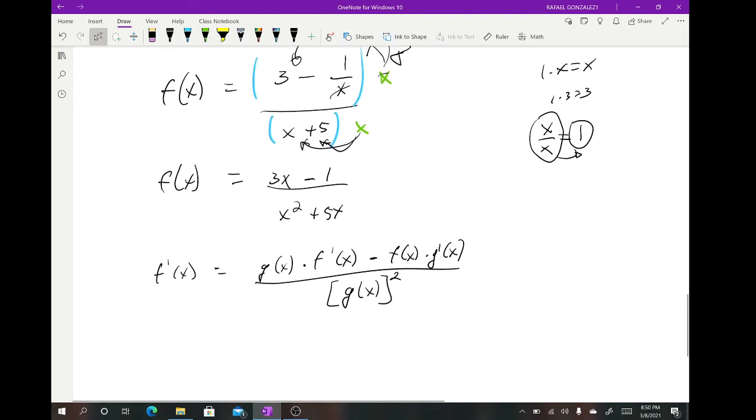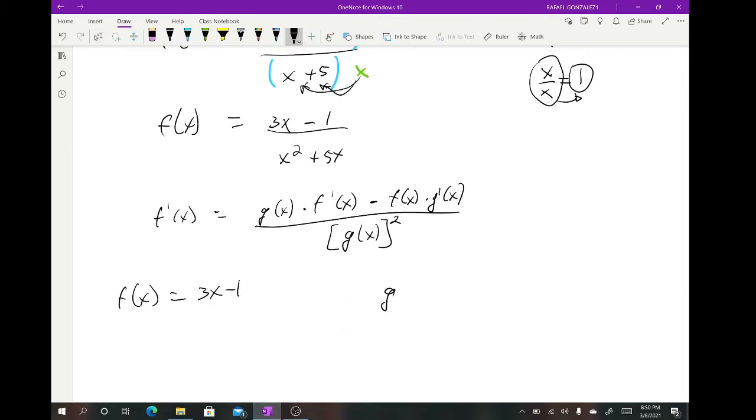Okay, but now I know what the top and bottom are, what the numerator and the denominator are. So let's say f of x is 3x minus 1, and that will force g of x to be x squared plus 5x. And then the derivative of 3x minus 1: again, there's a 1 here, so by the power rule you multiply the 3 times the 1 times the exponent, so that's just 3, and you take away 1. But remember, x to the 0 is 1, so essentially you're just multiplying by 1, so that's 3 times 1 is 3. And then the derivative of a constant is just 0, so you just get 3.